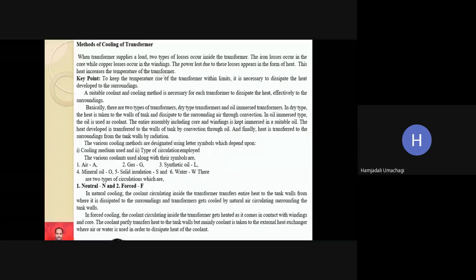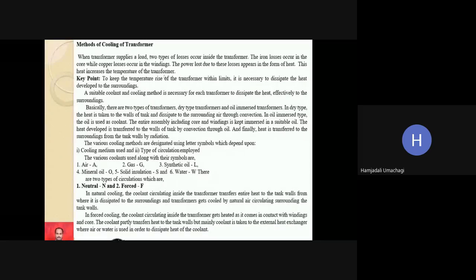So usually a transformer has two main parts, that is core and windings. Core is made up of iron and windings are made up of copper. Because of this, certain losses take place, which we call iron losses or core losses in the core part of the transformer, and copper losses, which take place in the windings, which are made up of copper. And these losses physically appear in the form of heat.